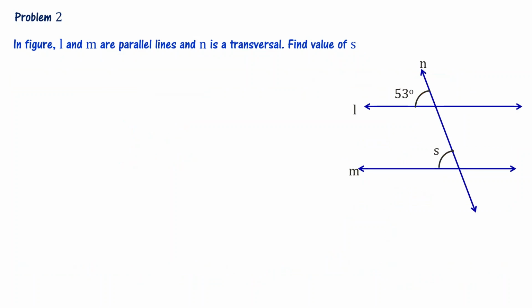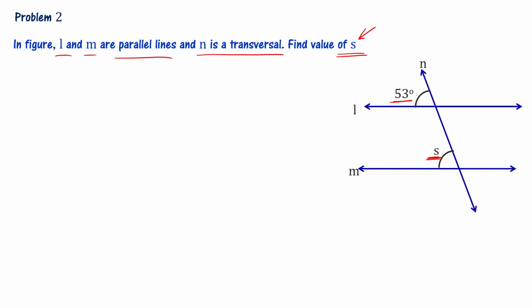Now let's look at this problem. In the figure, L and M are parallel lines and N is a transversal. Now we are asked to find the value of S. Look at this. This particular angle is given as 53 degrees, and this particular angle is given as S. We are asked to find what is the value of S, right?